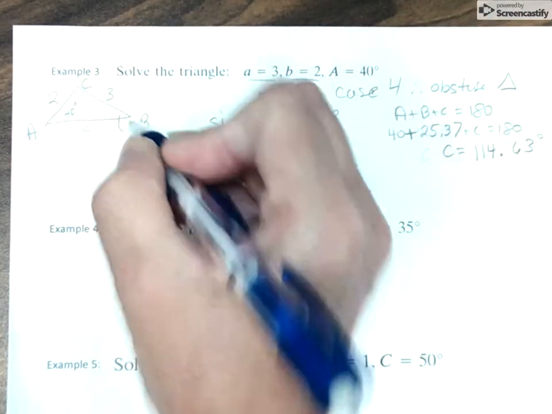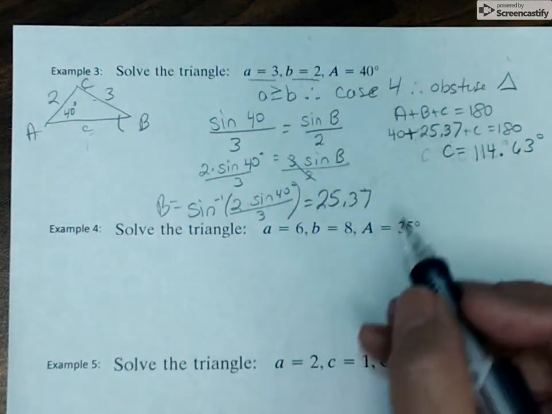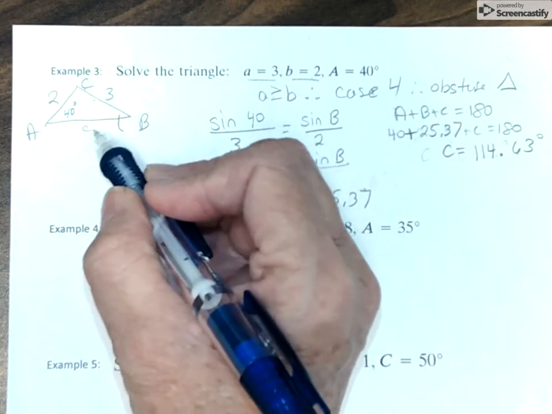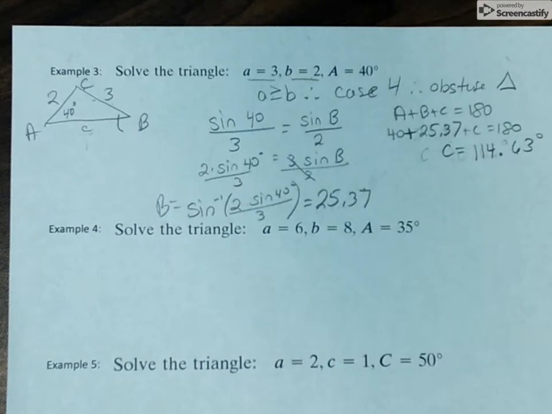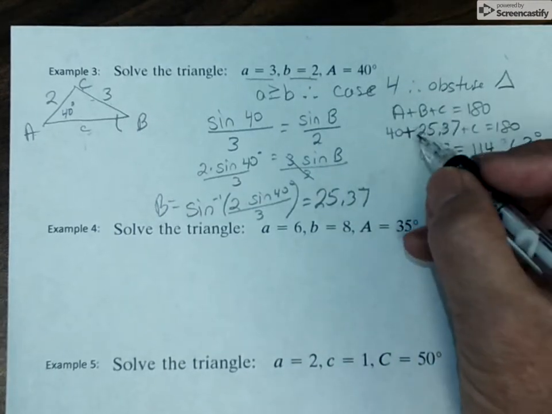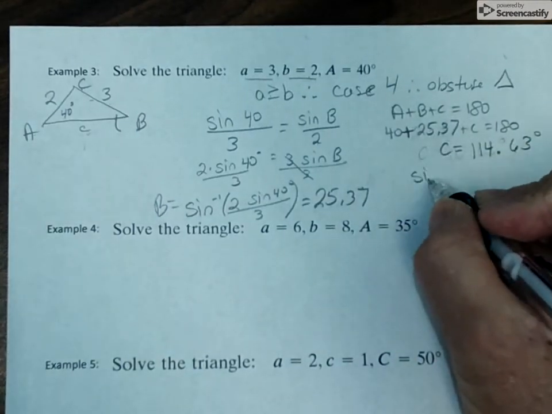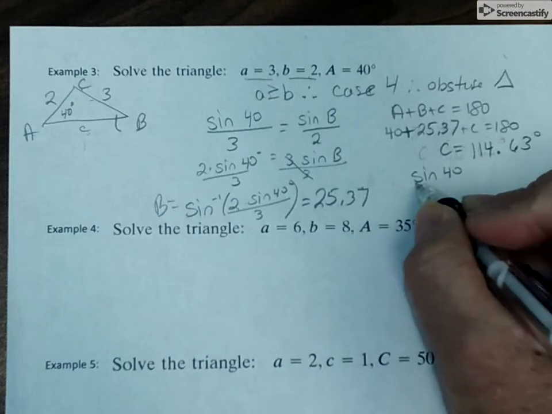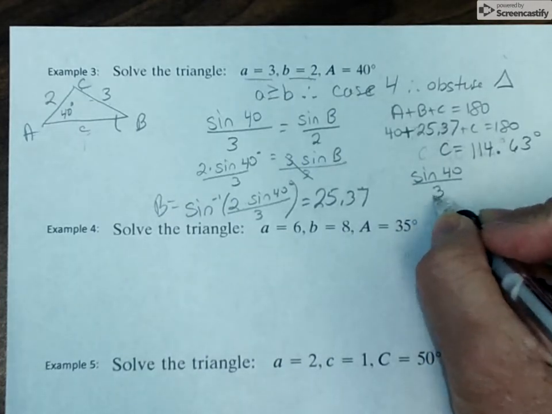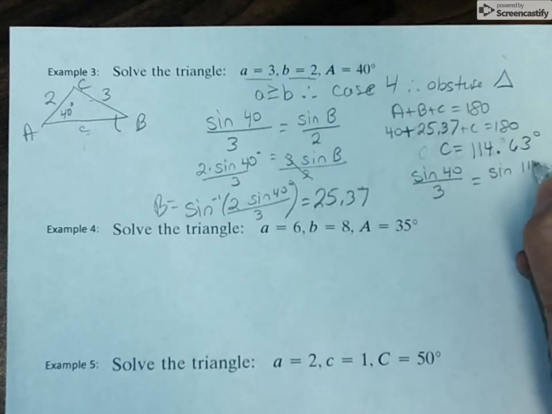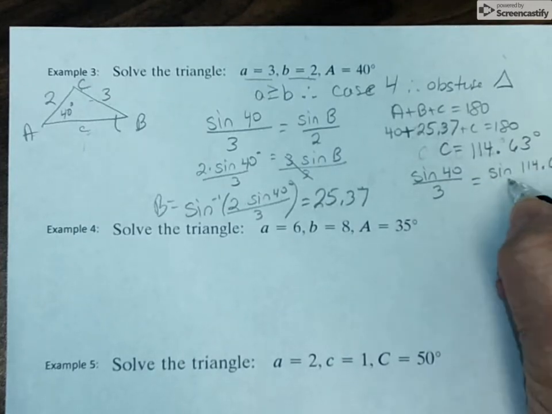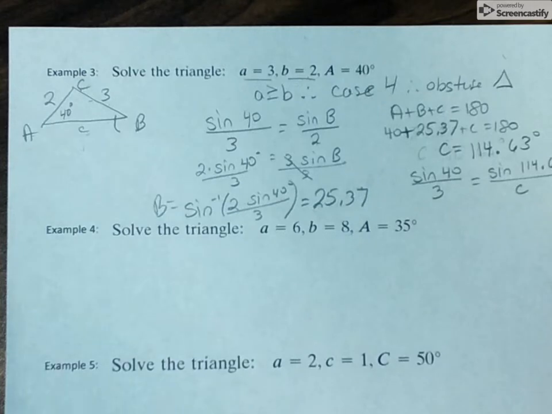So let's go ahead and put those, well, we don't need to put them in there. I still need to calculate what length of side C is. So I'm going to have to do another law of sines. So I'm going to do sine of 40 degrees, sine of angle A, divided by side A, is going to equal the sine of angle C, 114.63, divided by the length of C.